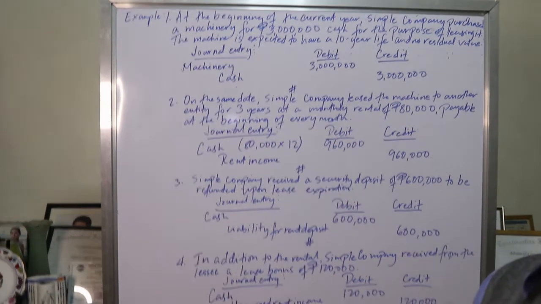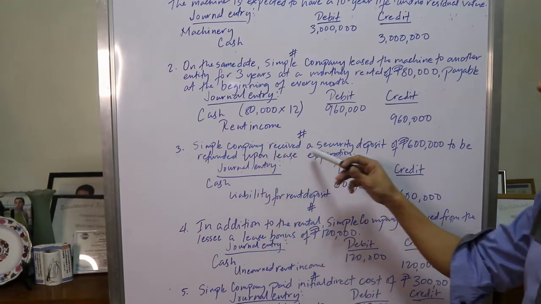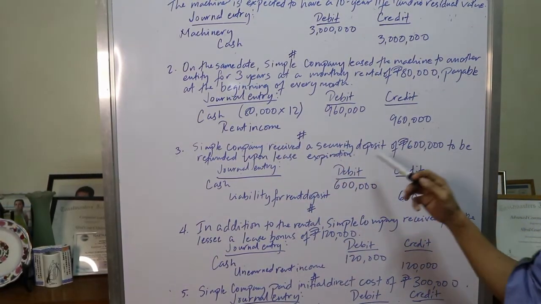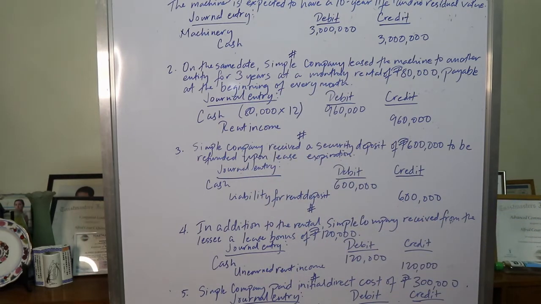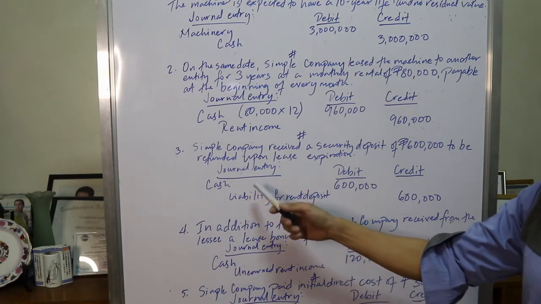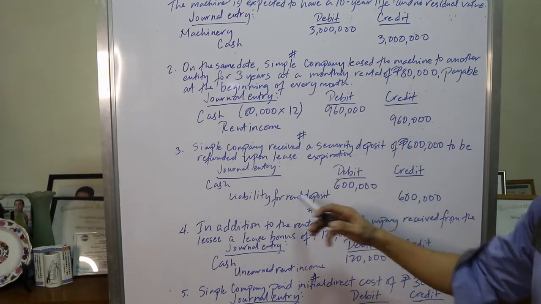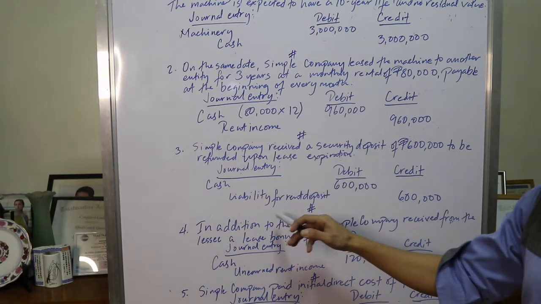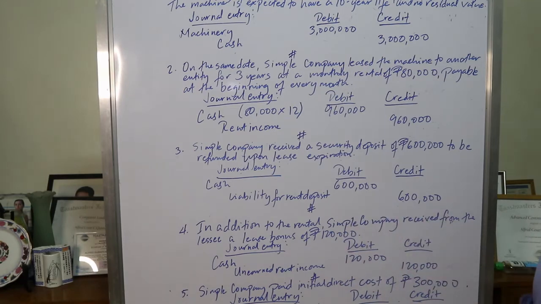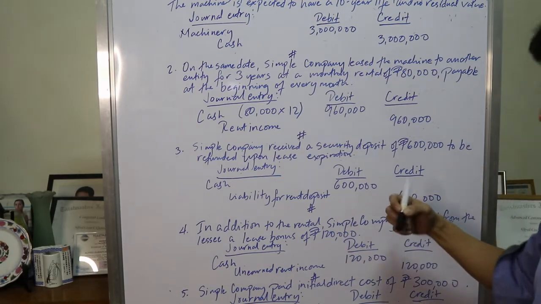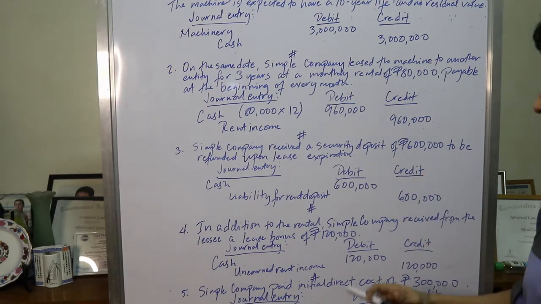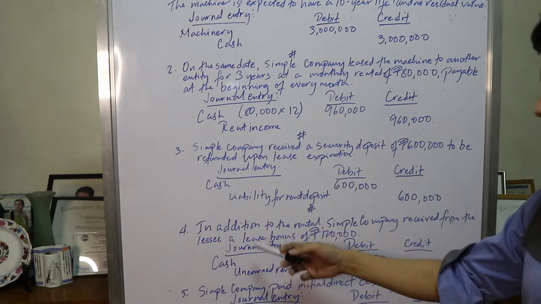Yung pangatlo naman, Simple Company received a security deposit of 600,000 to be refunded upon lease expiration. So itong security deposit, parang in-advance sa kanya to ng lessee, na pagkatapos nag-expire na yung lease term, then isusoli niya ito, itong 600,000. But in the meantime, nakatanggap siya ng cash for 600,000 doon sa security deposit. So debit cash for 600,000 and credit liability for rent deposit for 600,000, which he will return dun sa lessee at the expiration of the lease.